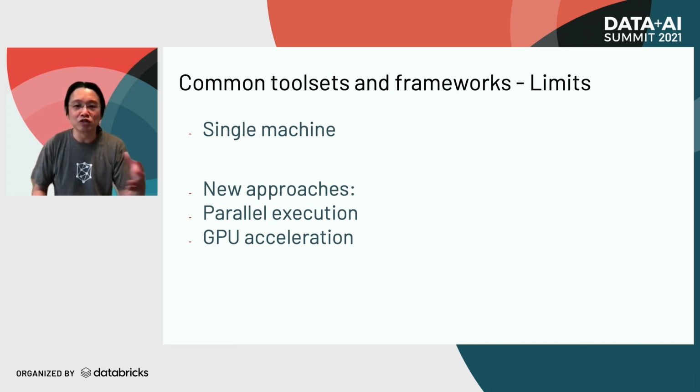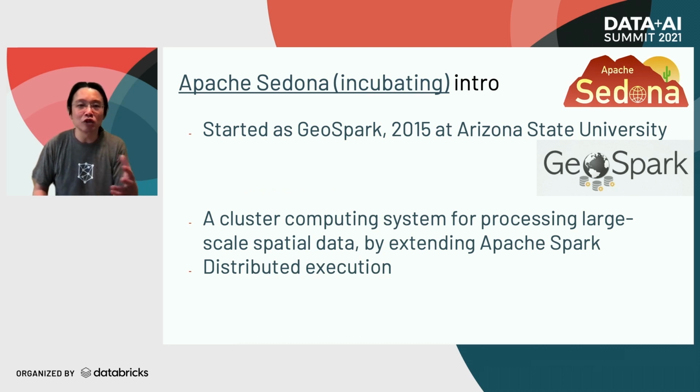So in the last 3 years, there's been an advent of new techniques and strategies for processing geospatial data, one being parallel execution or using GPU to accelerate. Today I'm going to talk about distributed execution. To do that, I want to run through a quick introduction to Apache Sedona incubating. It started in 2015 as GeoSpark at Arizona State University. It's a cluster computing system for processing geospatial data, building and extending on top of Apache Spark.